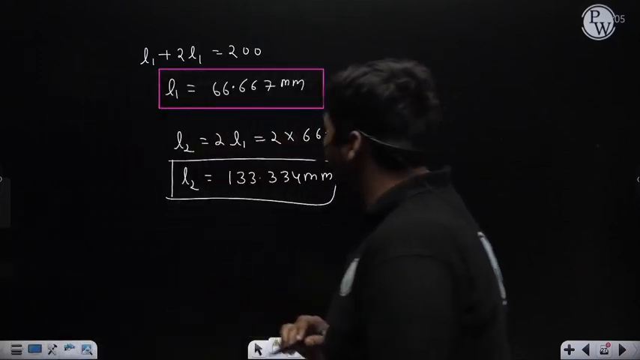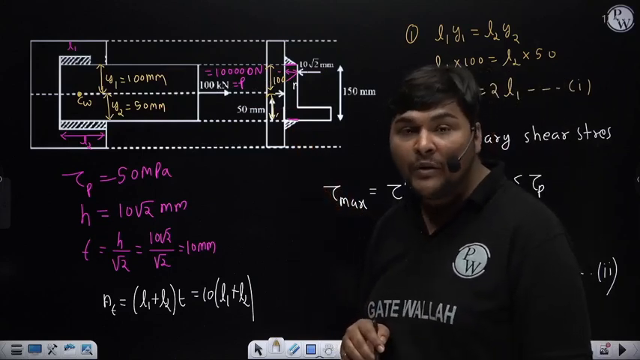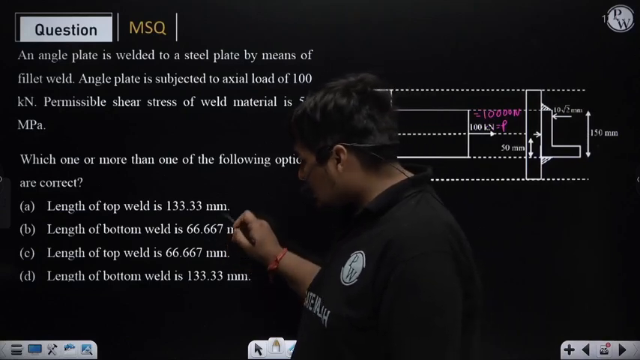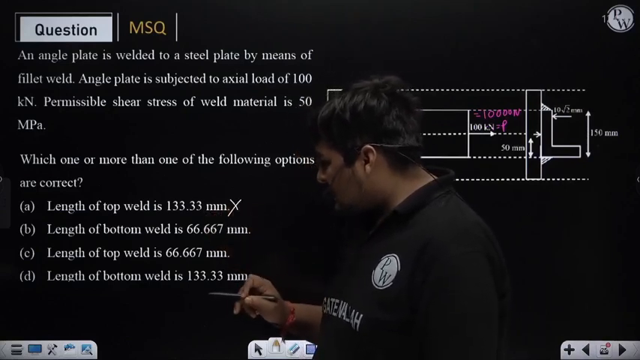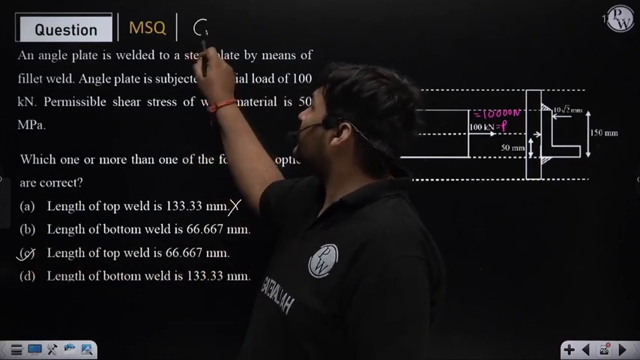Okay, so L1 is 66.667 and L1 is the length of the top weld. So length of the top weld is 66.667 mm. So option A is incorrect. It is 130. Option C is correct because length of top weld is 66.667 mm.